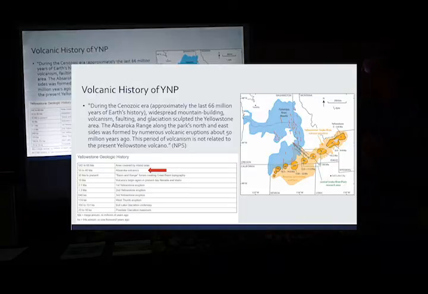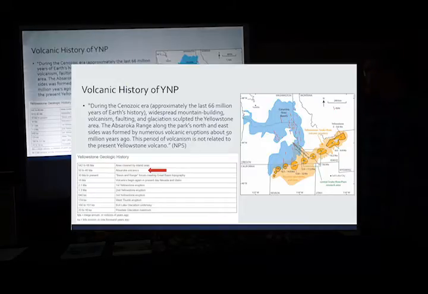Mentions that during the Cenozoic era, or approximately the last 66 million years, widespread mountain building, volcanism, faulting, and glaciation sculpted the Yellowstone area. The Absaroka Range along the park's north and east sides was formed by numerous volcanic eruptions about 50 million years ago. And this period is not related to the present Yellowstone volcano. And this volcanism is what's believed then to be the source for your Montana agates. So these agates then are related to the volcanics that was around 50 million years ago.